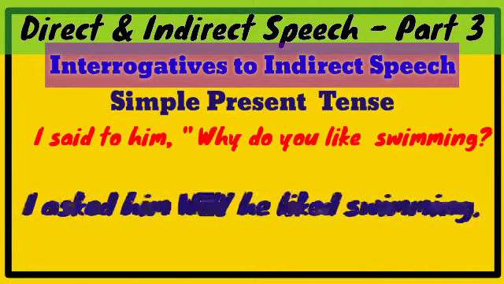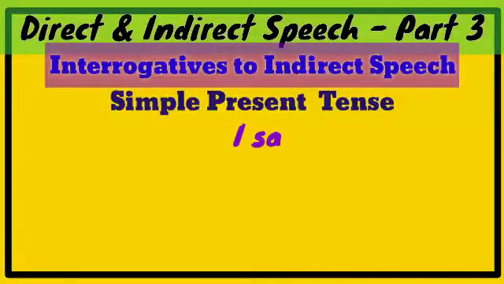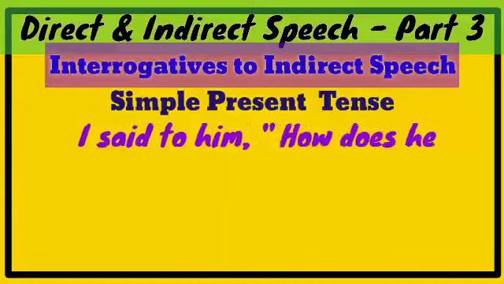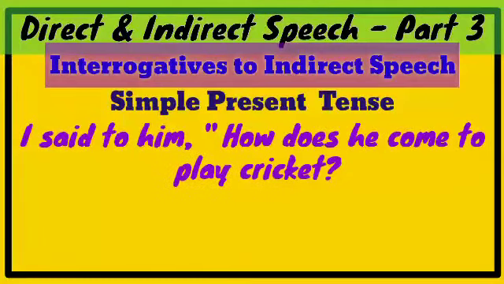One more example. I said to him, "How does he come to play cricket?" So we can understand this is a simple present tense question because does has come in the reported speech, and it is a WH question because the question part has started with H.